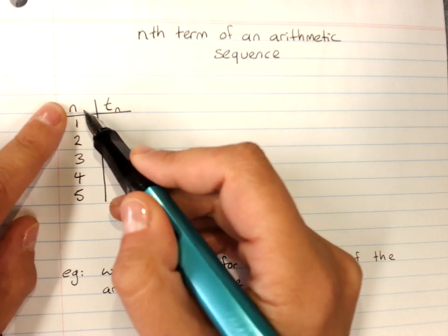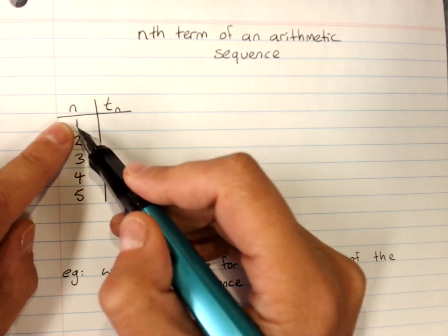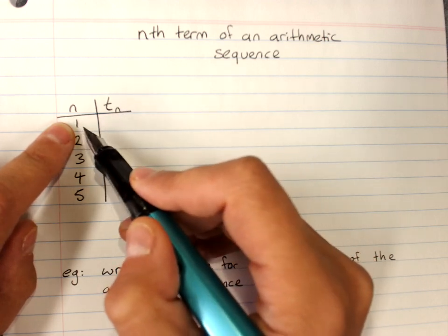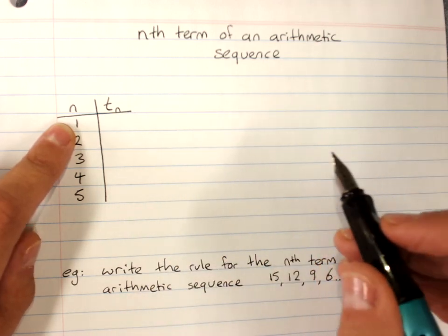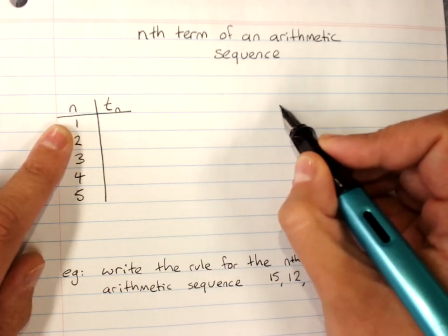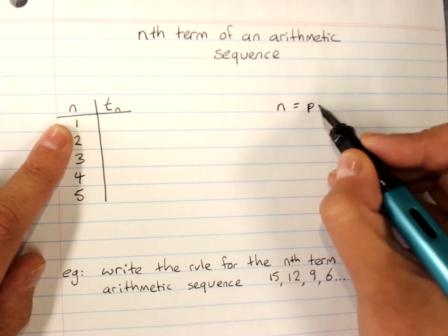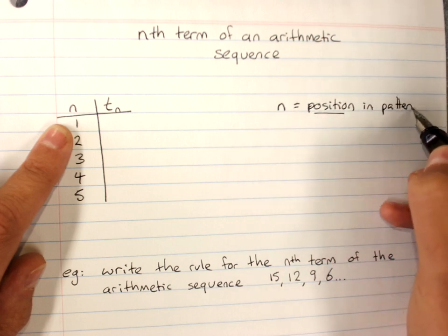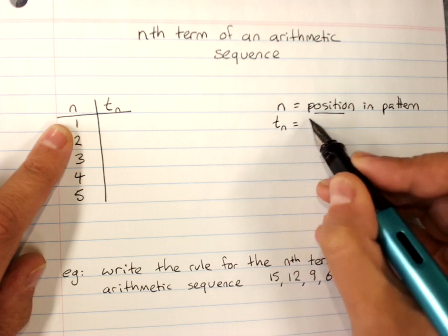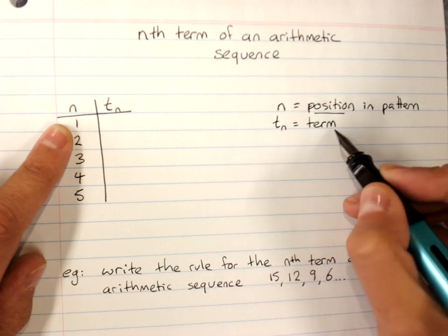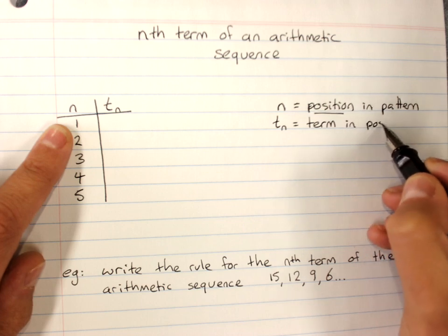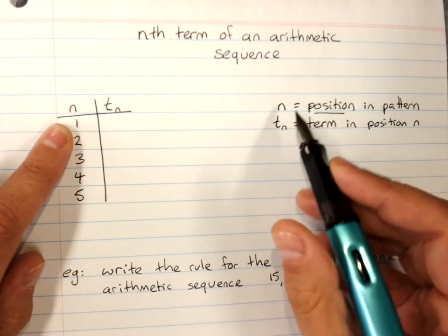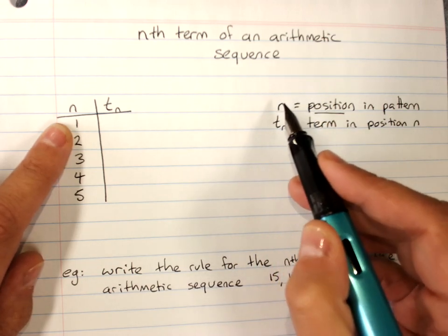So n means position. Tn is the value of the term at position n. So let's just write some of these. N, the position in the pattern. Tn is the actual term of the pattern in position n. So this Tn is a number in the pattern. N is not. It's the position in the pattern.